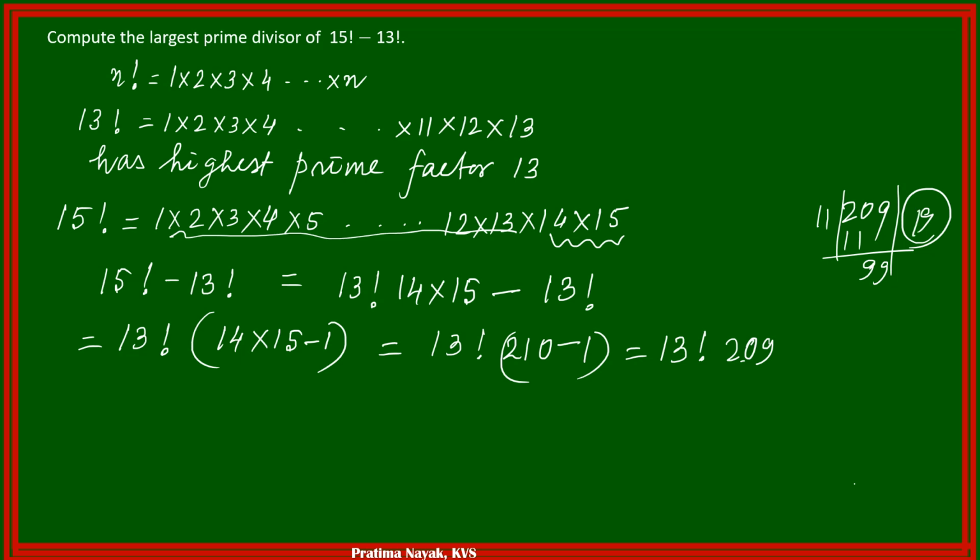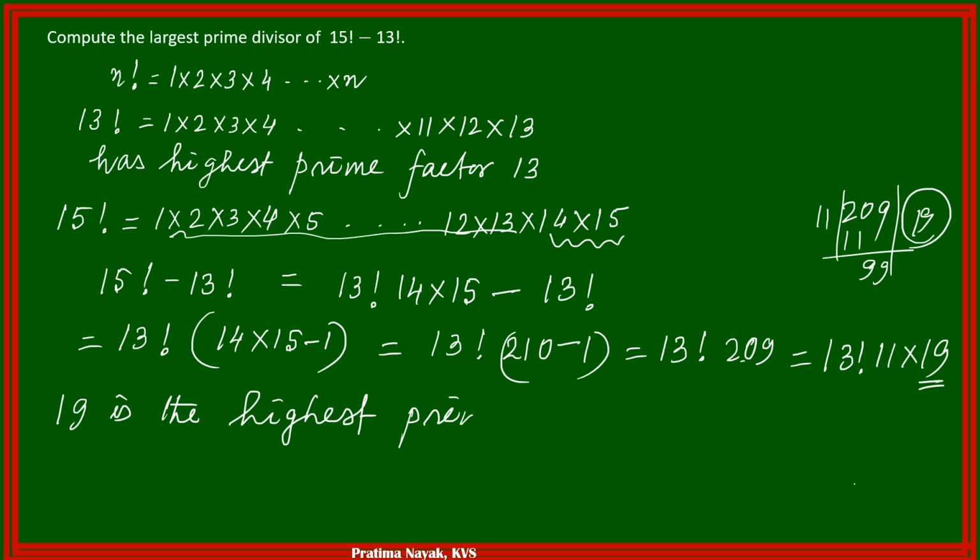So 209 equals 11 into 19. So 19 is the highest factor. So 19 is the largest prime divisor of 15 factorial minus 13 factorial.